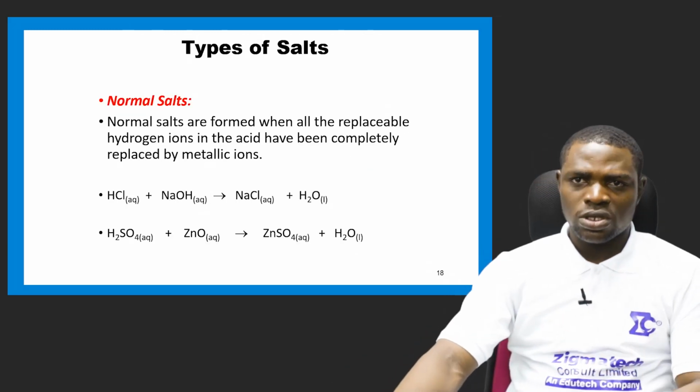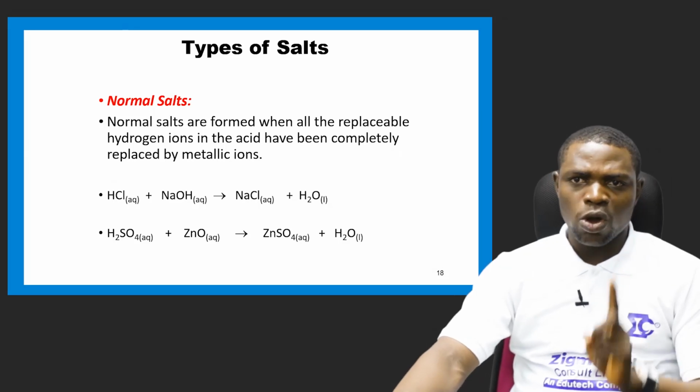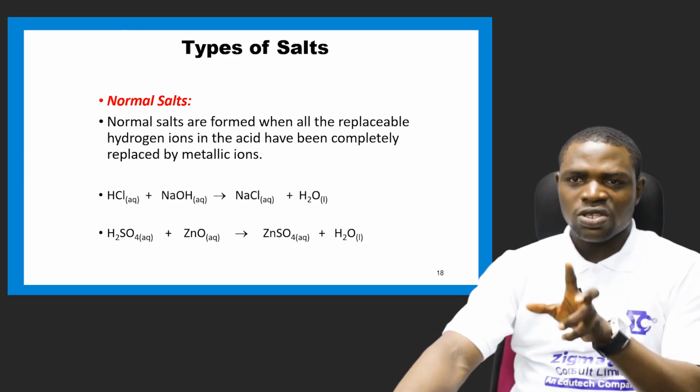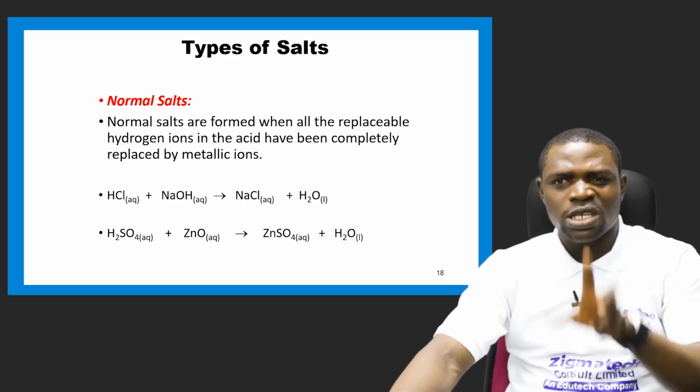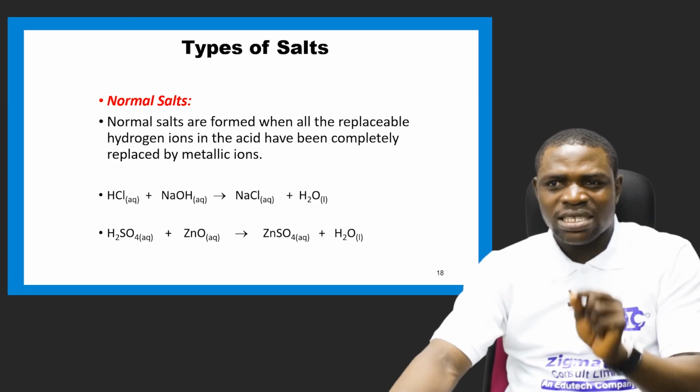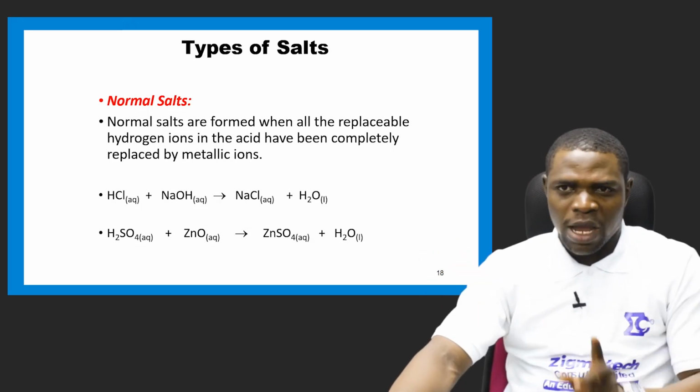Now there are types of salt. The first one is normal salts, and when we say normal salts, we mean salts that are formed when all the replaceable hydrogen ions in an acid have been completely replaced by metallic ions.